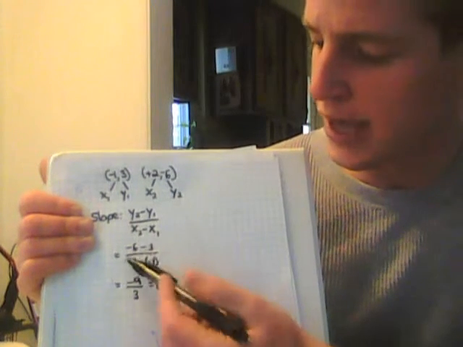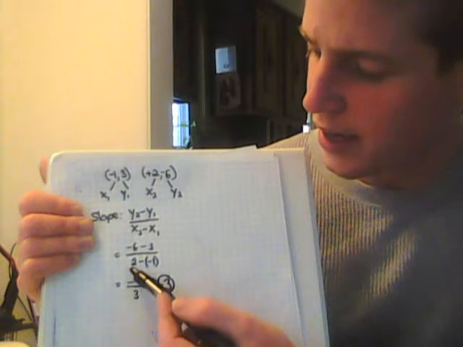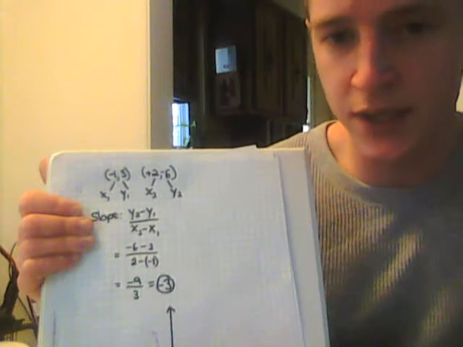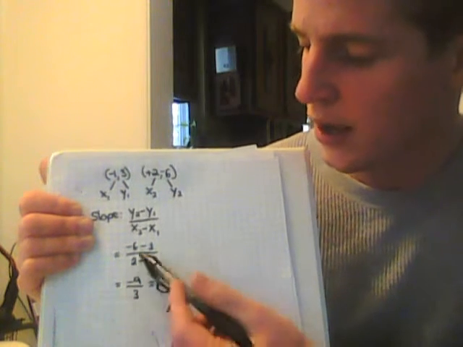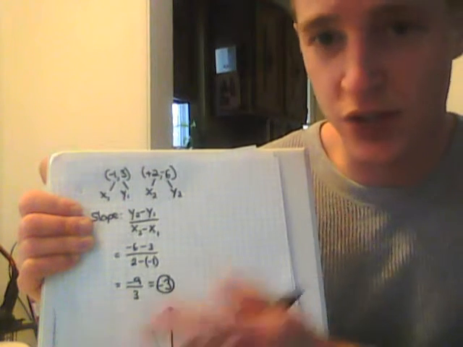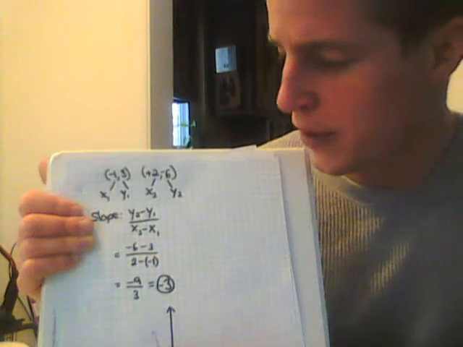And this reduces down to negative 6 minus 3 is negative 9. And then 2 minus negative 1, the minus negative turns into a positive. So that's 2 plus 1. So 2 plus 1 is 3. So we have negative 9 over 3, and it reduces. Always remember to reduce when you can. It reduces just to negative 3.